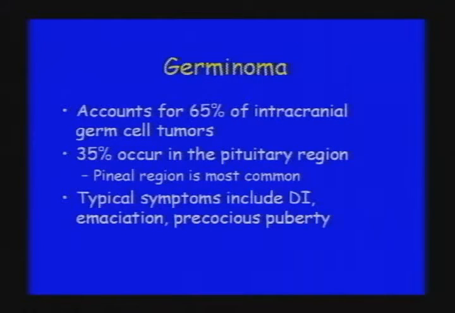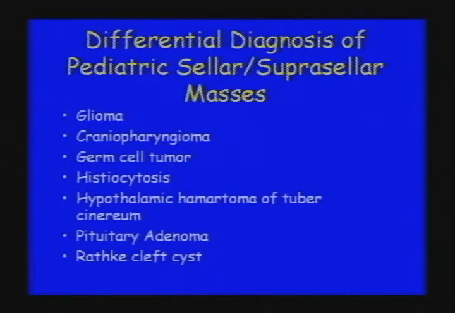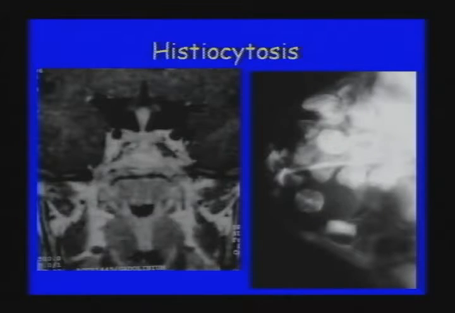But if they are in the suprasellar region, you can have diabetes insipidus, emaciation, or precocious puberty as symptoms for it. What are other things that occur in the suprasellar region? Gliomas, either hypothalamic or optic, craniopharyngiomas, germ cell tumors like we just showed you. Histiocytosis can involve the infundibulum. You can have hamartomas of the tuber cinereum. Uncommonly, you can have pituitary adenomas and malformative lesions such as Rathke's cleft cysts.